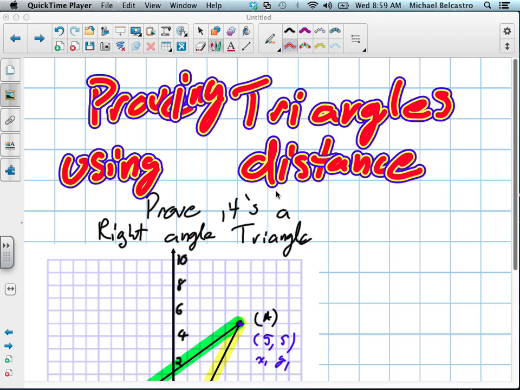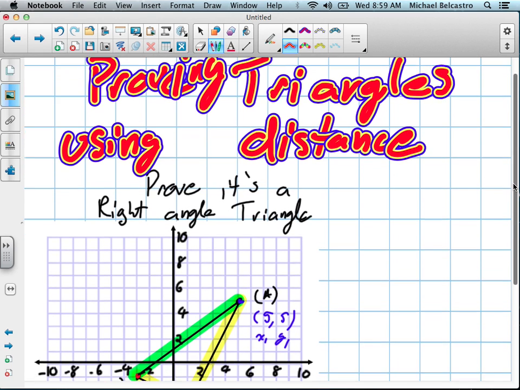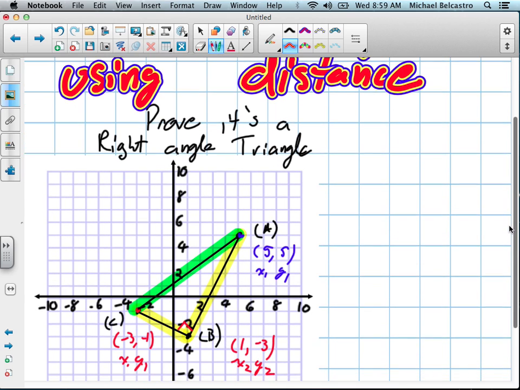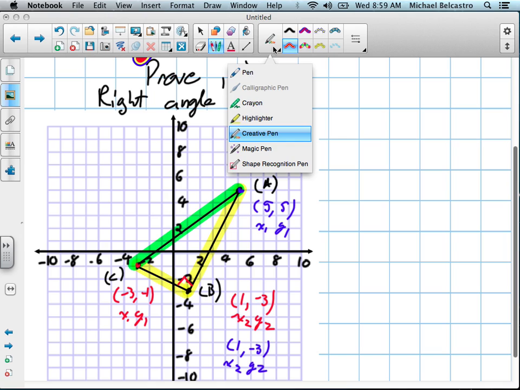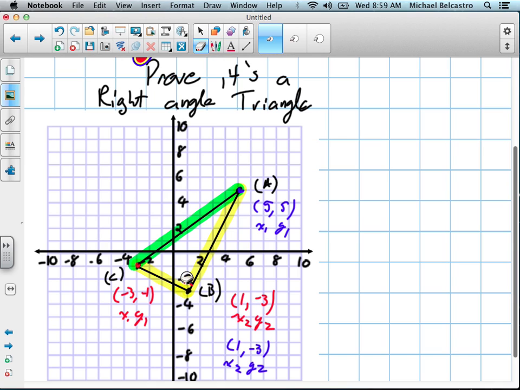Okay, we just went over proving a triangle using our slope. We're going to prove the exact same triangle using a distance formula instead. So this question reads, prove it's a right angle triangle. We already have quite a bit of the information here. Now, we solved it in the last one. We proved that this was a right angle triangle. That's fine. We're going to use these coordinates again.